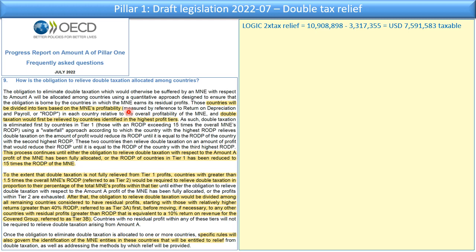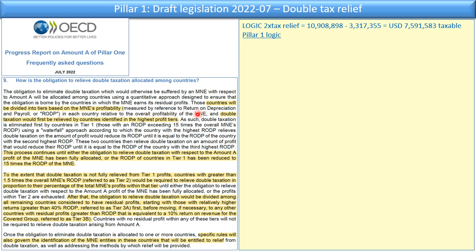But that is not the way the OECD logic works, because Pillar 1 logic, if we look at the text now, says the obligation to eliminate double tax that would otherwise be suffered by an M&E with respect to amount A will be allocated among countries using a quantitative approach designed to ensure the obligation is borne by the countries in which the M&E earns its residual profits. Those countries will be divided into tiers based on the M&E's profitability, in each country relative to the overall profitability of the M&E.